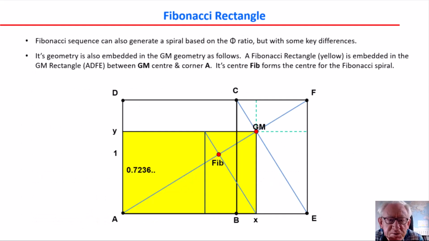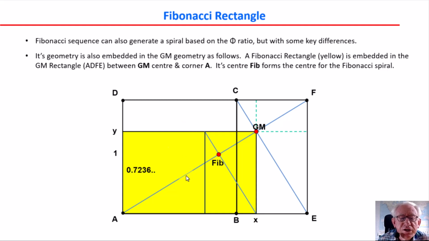Now this Fibonacci number sequence can also be used to generate a spiral based on the phi ratio. And just as the Fibonacci number sequence itself is embedded in the golden mean number sequence, the geometry for the Fibonacci spiral is also embedded in the geometry for the golden mean spiral. And we can derive it as follows. If we take a golden mean rectangle to generate a golden mean spiral, it'll have a center, GM, as indicated here. Now if we section this larger golden mean rectangle at that point, we get a new, smaller golden mean rectangle. A scaled down golden mean rectangle is a replica of the original golden mean rectangle, but scaled down by this factor here, which we can derive mathematically. This gives us a new scaled down golden mean rectangle, which provides a geometry for the Fibonacci spiral.